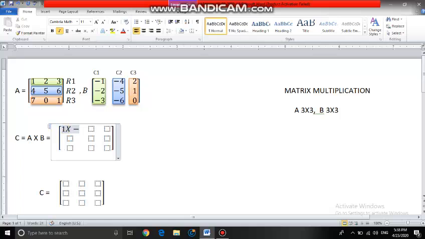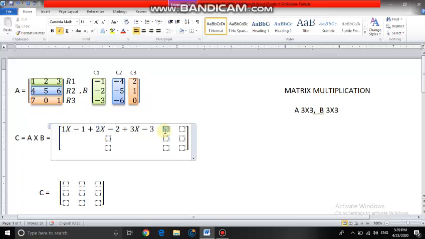Let's see how to multiply. 1 into -1. So 1 is multiplying with -1. Then I have to put a plus symbol. Then 2 multiplied by -2. Then again a plus symbol. 3 multiplied by -3. So the entire row of the first matrix will multiply with the entire first column, and between the products you have to put the plus symbol.